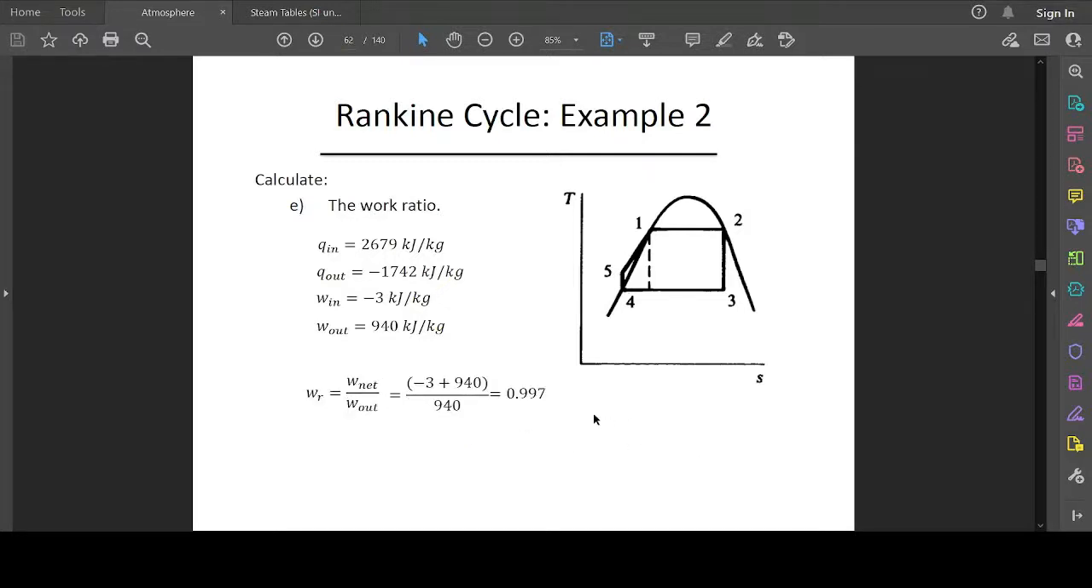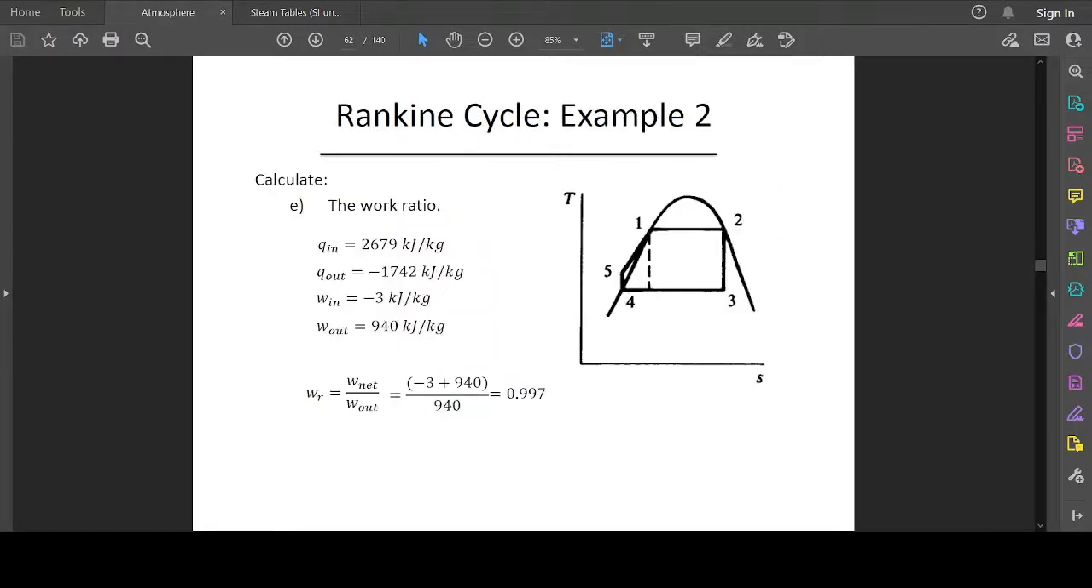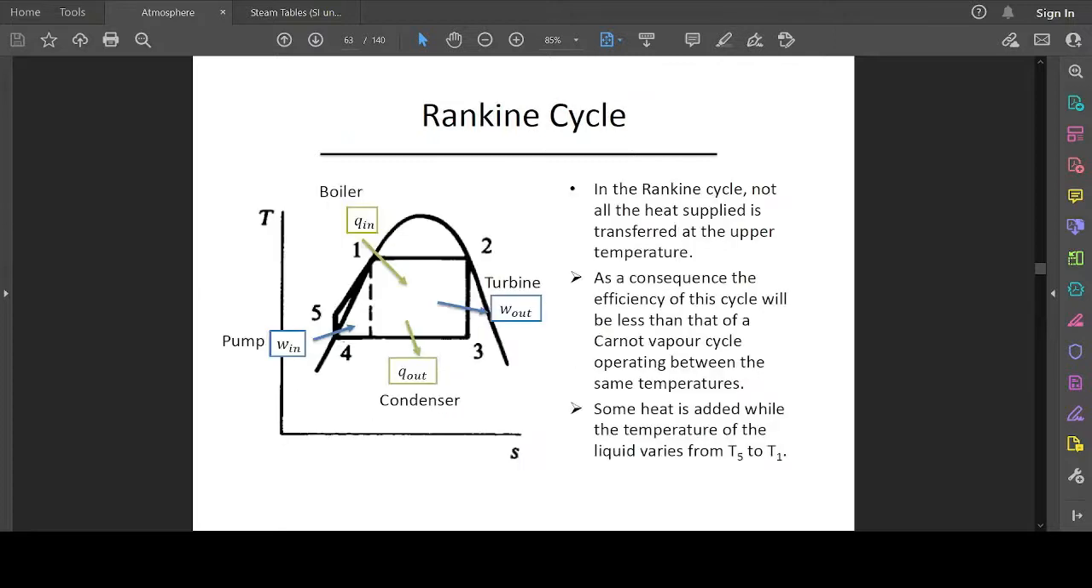So the work ratio, which is given as the net work divided by the work out of the system, we plug in the values and we get 0.997. So the work ratio concludes example 2.